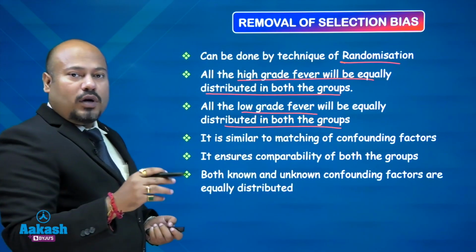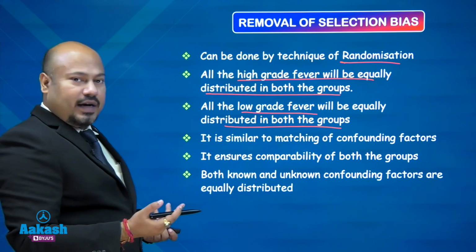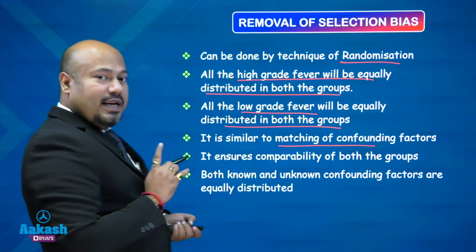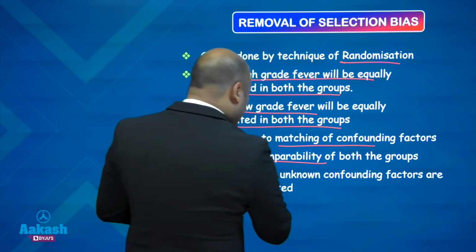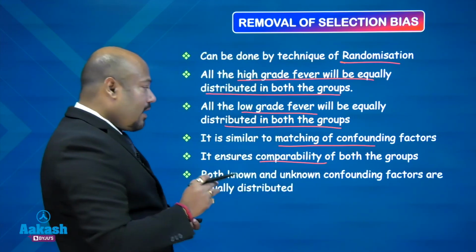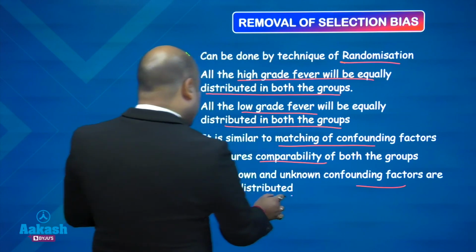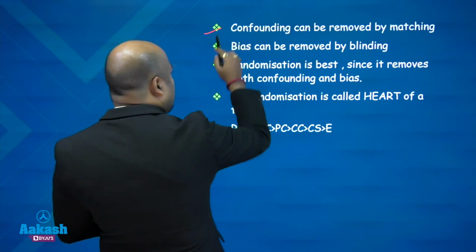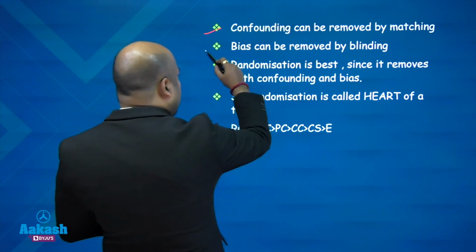So this is similar to what? Matching. Matching of the confounding factors, yes or no? So it will ensure what? It will ensure the comparability of both the groups. Both known and unknown confounding factors are equally distributed. So ultimately, confounding can be removed by matching, bias can be removed by blinding.